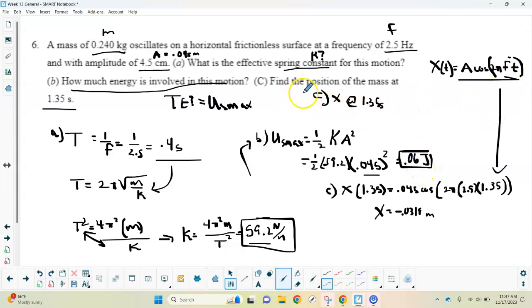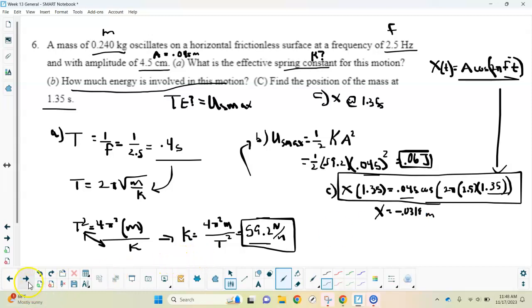And then it wants to find the position of the mass at 1.35 seconds. So I used A cosine 2 pi f t, which is the position as a function of time for anything in simple harmonic motion. So A is 0.045, 2 pi is a constant, f is that 2.5, and then time is 1.35. So you just plug this in. Again, this has to be in radian mode. This equation is the only one that we deal with that has to be in radian mode. And when you do that, you should get negative 0.0318 meters. So that's the last one there for number 6.